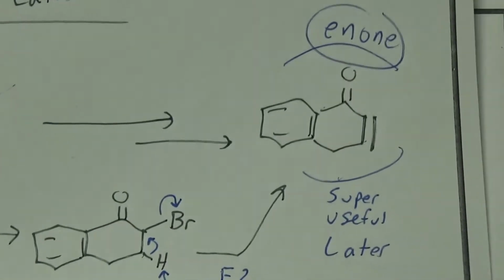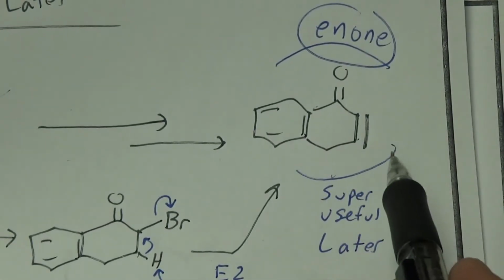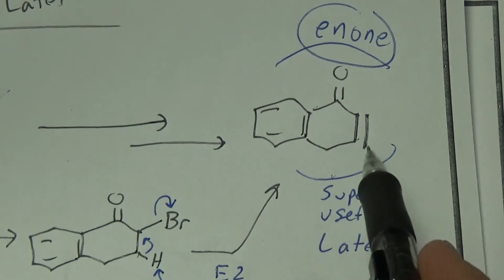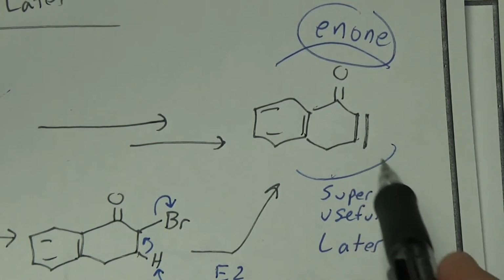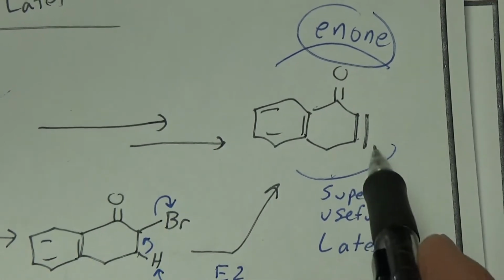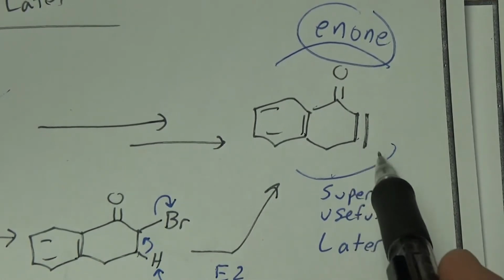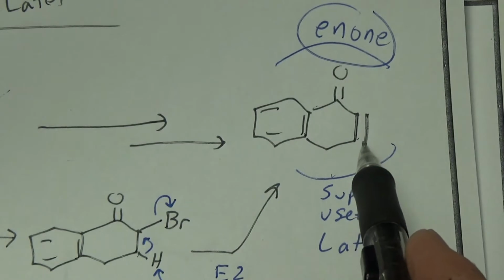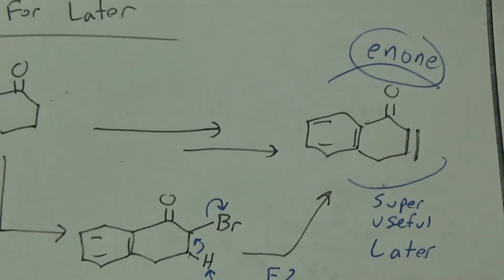Why does this matter? Well, you'll see very soon that we can add nucleophiles to this alkene position, and that makes it really cool because it gives us a way to attach stuff right there at that position. This position is electrophilic, so we can add nucleophiles there. All right.